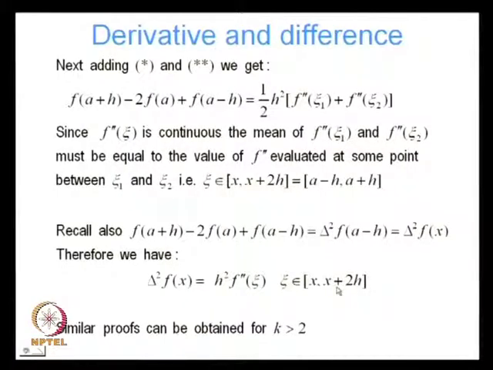Similar proofs can be obtained for k greater than 2. So, this is the relation between the difference operator and the differential operator. It is equal to the result of the difference operation, but evaluated at a point which is not exactly at the same point.